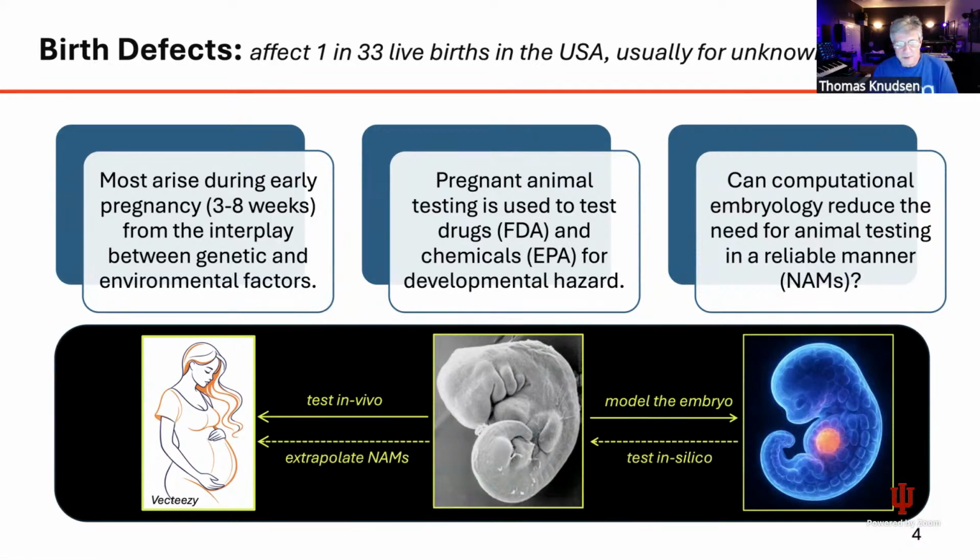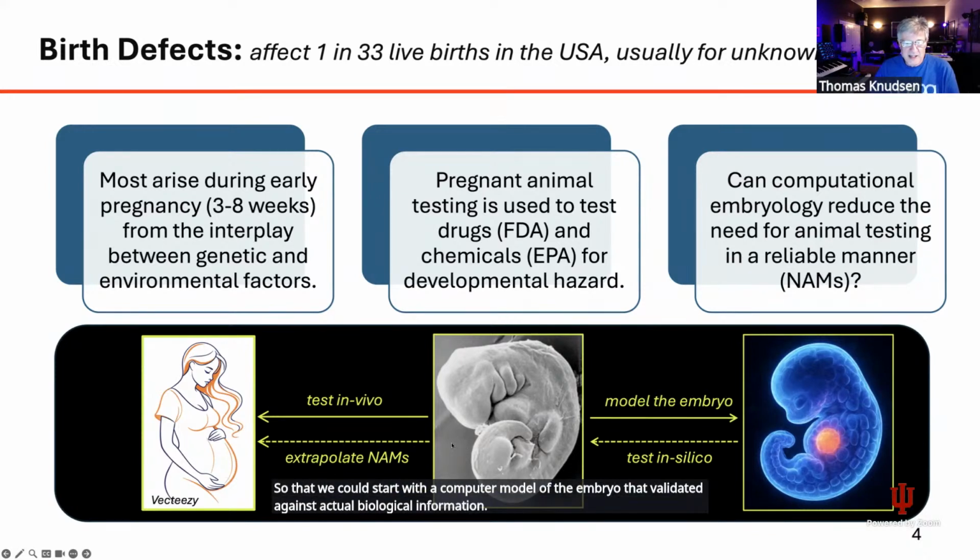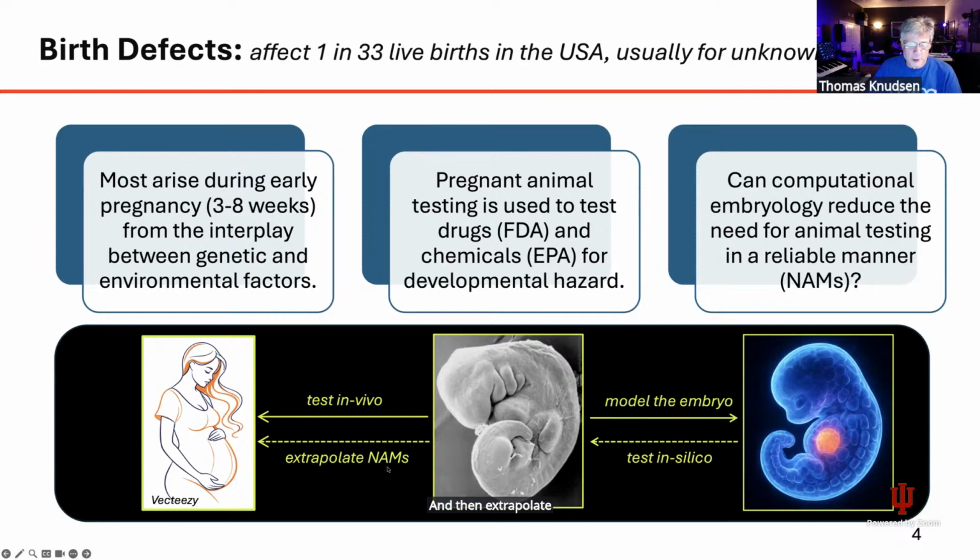What we want to do is maybe turn that over a little bit so that we could start with a computer model of the embryo that's validated against actual biological information, and then extrapolate that through incorporation with a number of in vitro and other in silico models to predict developmental hazard in a human.